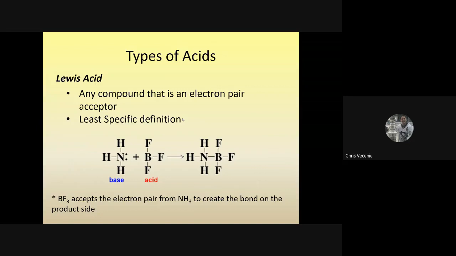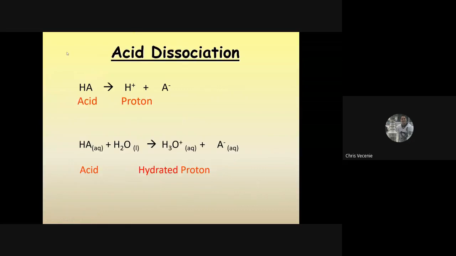And the Lewis acid is probably the least useful of the three. Bronsted is the most useful and most common of the three. So we'll want to know this in definition, but in terms of being able to identify it, I mostly need you to be able to see Bronsted and Arrhenius acids.